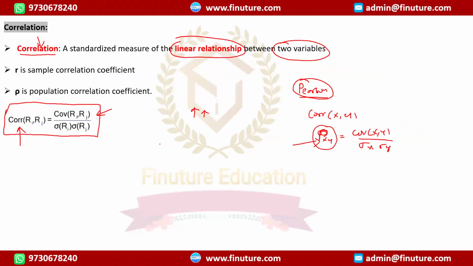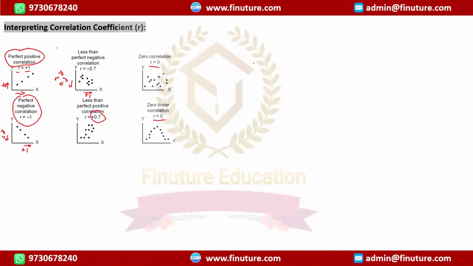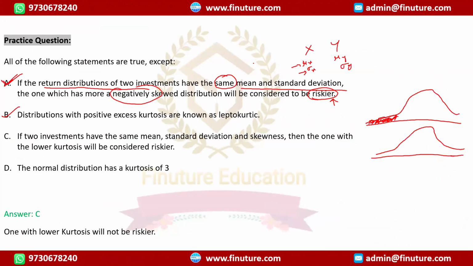If you look at this, the first statement in the kurtosis, leptokurtic will have the thinner tails. So if the statement would have been that leptokurtic is less risky, then my statement would have been correct. But what I have been given is platykurtic is less risky.